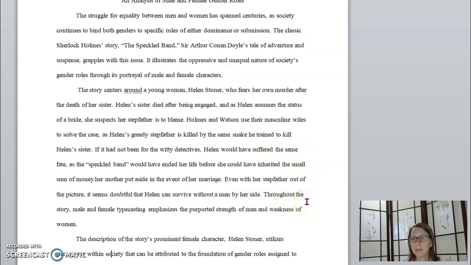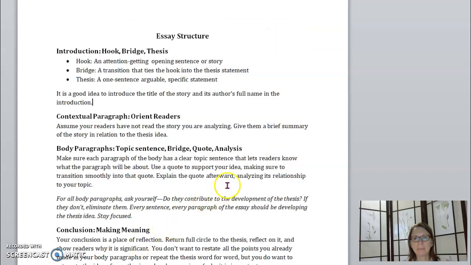She says, throughout the story, male and female typecasting emphasizes the purported strength of men and weakness of women. So she's keeping that thread of the thesis idea alive by weaving it into her paragraph here. And that's exactly what you want to do. So next, let's look at the body paragraphs.